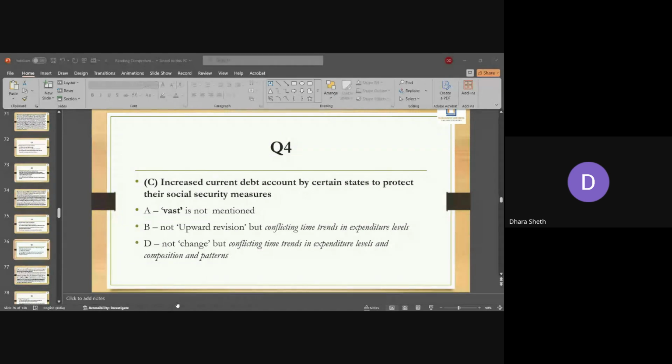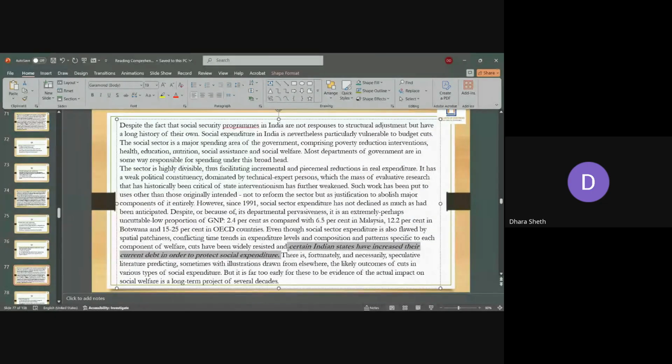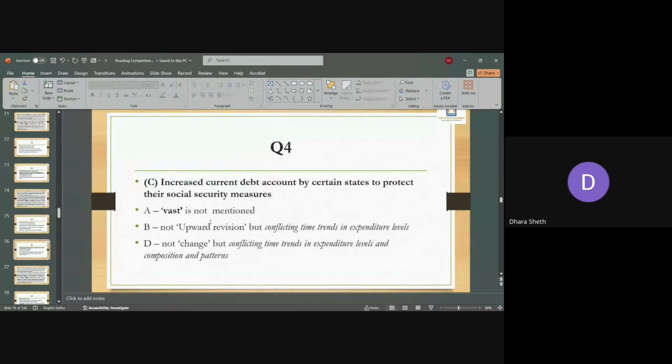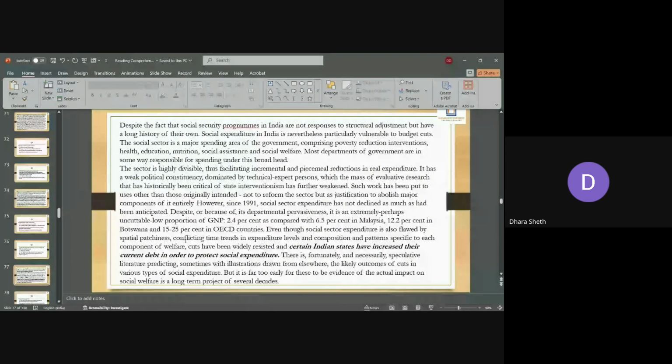The answer here is C, not D. Okay, there is confusion between C and D. So why the answer is C and not D? First of all, here lies the statement. Certain Indian states have increased their current debt in order to protect social expenditure. Okay, so D is not change, but conflicting time trends in expenditure levels and composition and patterns. Where was it? Here it was. That even though it is also flawed by spatial patchiness, conflicting time trends in expenditure levels and compositions.